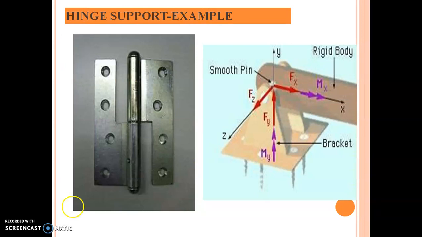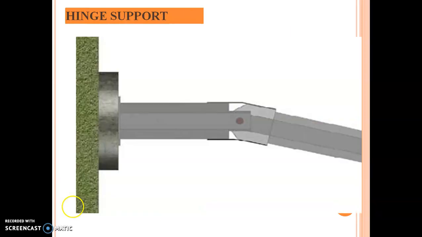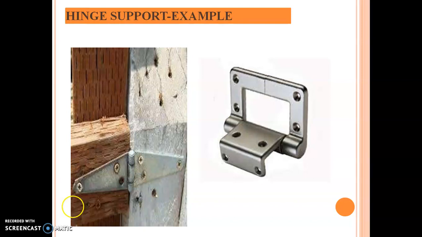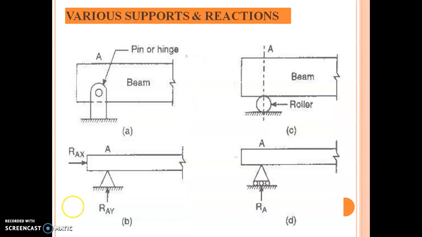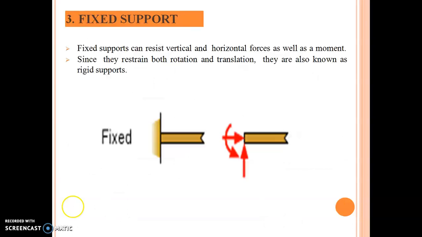Take the example of a door hinge. This is the hinge support. Another example, lever operated, is also an example of a hinge support. Various supports and reactions acting on the member. First, figure A represents the pin or hinge support, and the second represents the roller support. At the hinge support, you can identify RAY and RAX. Two directions are restricted, and with the help of the roller support, only one direction is restricted.